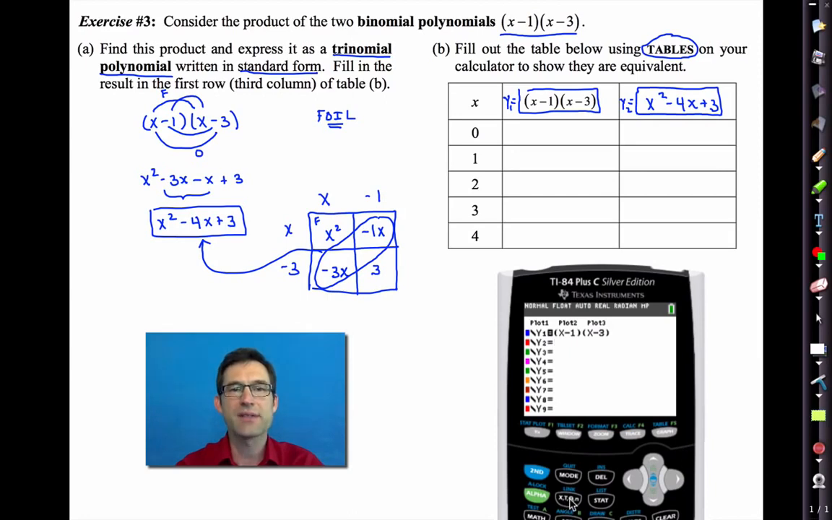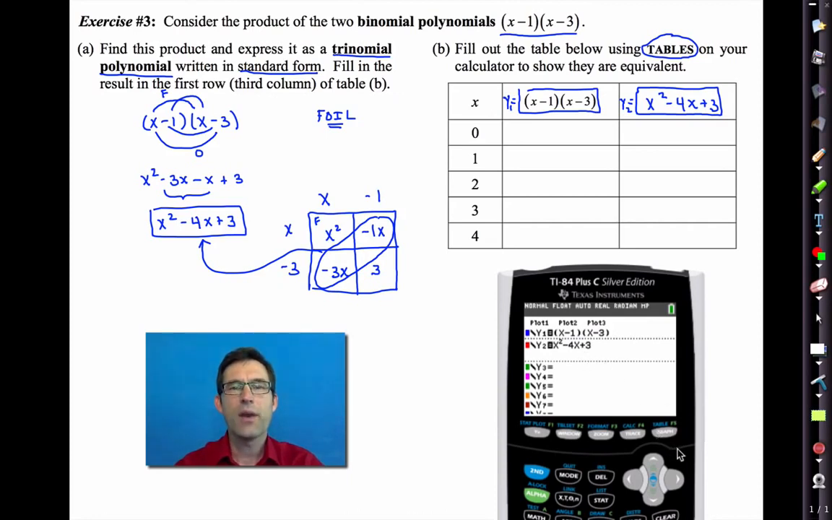All right, let's go into Y2 and put in that second expression. So we're going to put in x squared minus 4x plus 3. Again, watch out, no negatives there, all subtraction. Once you have both of those in, check them over. Did I say minus 3? I don't know. X squared minus 4x plus 3.